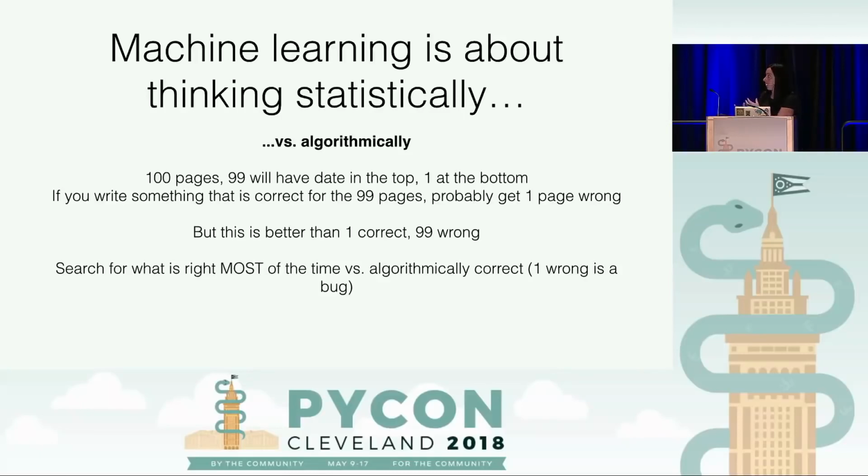But if you write with the assumption that the date's at the bottom, you're going to get one correct and 99 wrong, which is pretty crappy. So machine learning in a way is a search for what's right most of the time, and you try to improve that number, versus something that's algorithmically correct. With a traditional computer science approach, if there's some case where it's wrong, that's a bug, right? Whereas for machine learning, that's just the cost of doing business, and you're trying to reduce that cost.